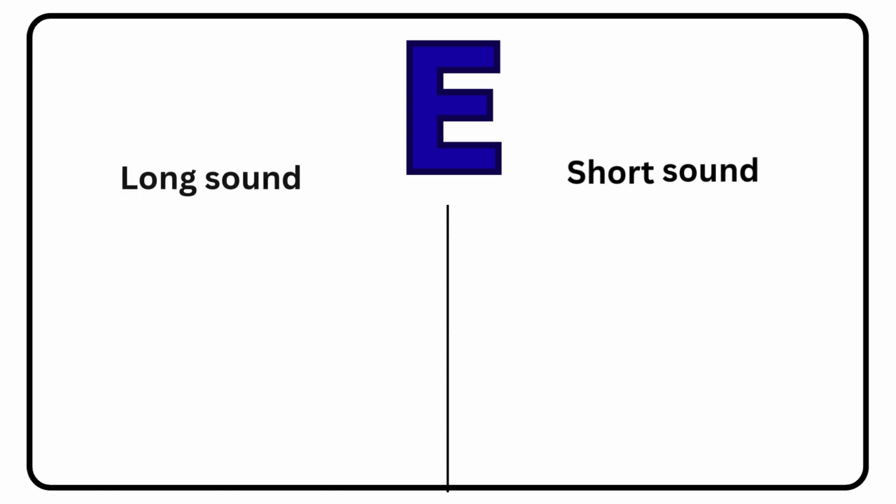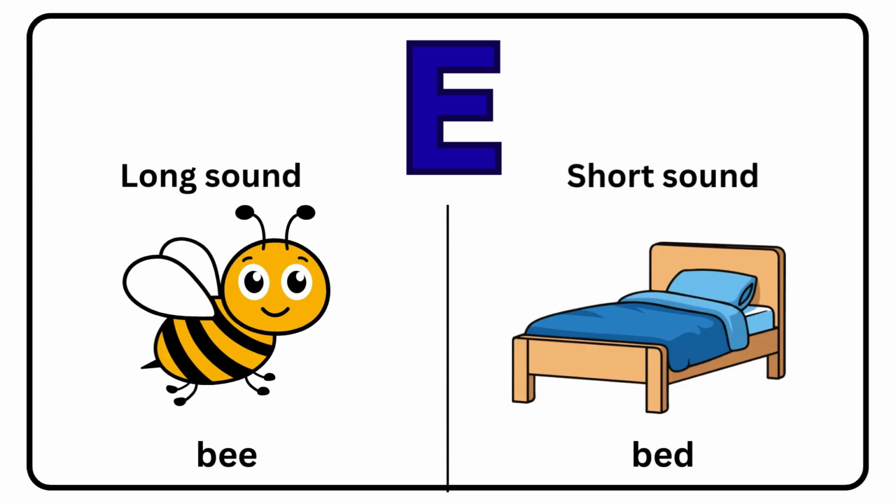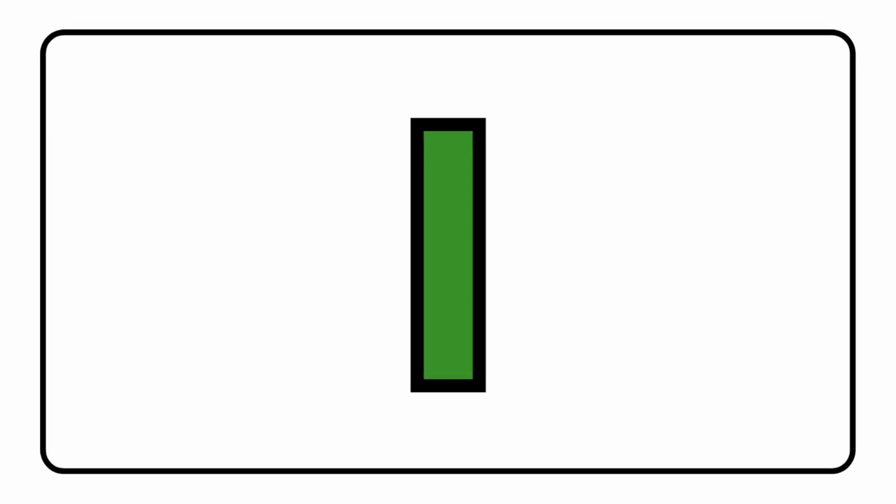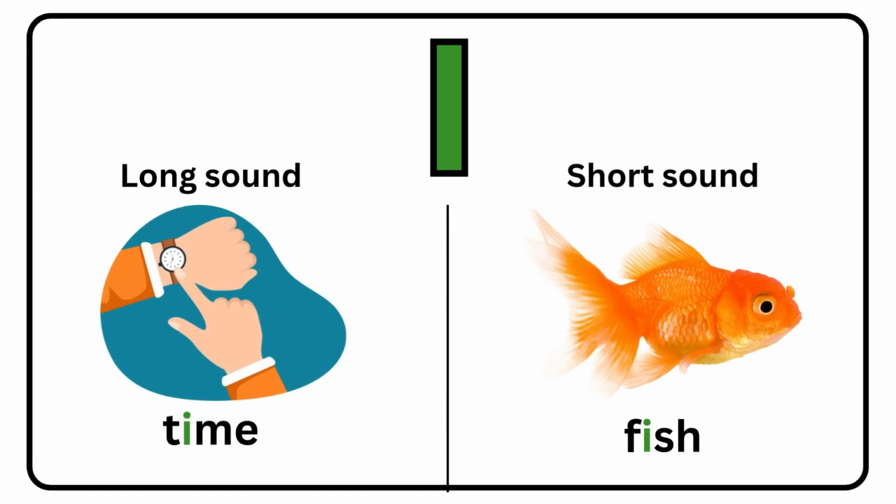E. Long E sounds like "ee" as in B. Short E sounds like "eh" as in bed. I. Long I sounds like "eye" as in time. Short I sounds like "ih" as in fish.